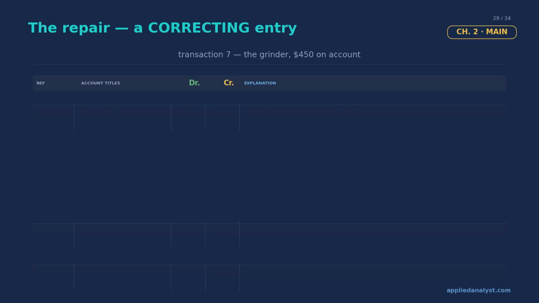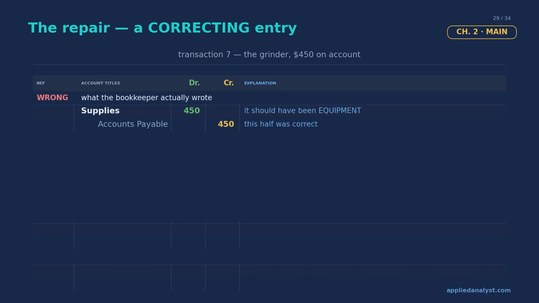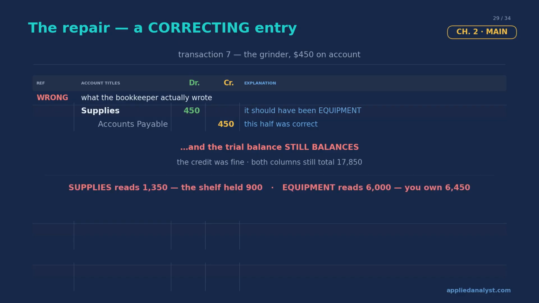That last case deserves a fix because it nearly happened to you. Go back to transaction 7, the grinder, $450 on account. Now imagine the bookkeeper wrote debit supplies, $450 instead of debit equipment. The credit to accounts payable was fine. The totals were fine. Add the columns and the trial balance still balances perfectly. But look at what the books now claim. Supplies reads $1,350 when the shelf only ever held $900. Equipment reads $6,000 when you own $6,450. The books show supplies you do not have and hide equipment you do.